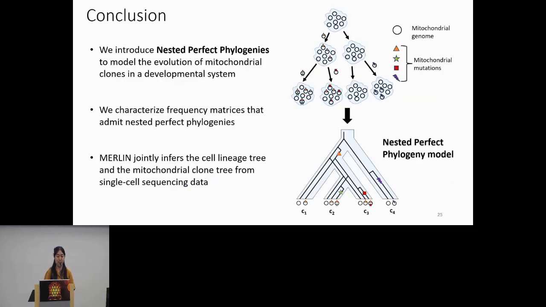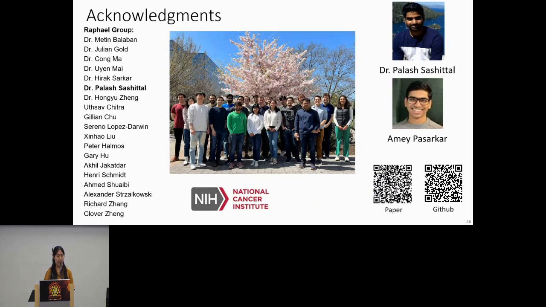In conclusion, we introduced the nested perfect phylogeny model for the evolution of mitochondrial clones in the developmental system. We characterized the frequency matrices that admit nested perfect phylogenies. Lastly, we implemented our method in Merlin, which jointly infers the cell lineage tree and the mitochondrial clone tree from single-cell sequencing data.